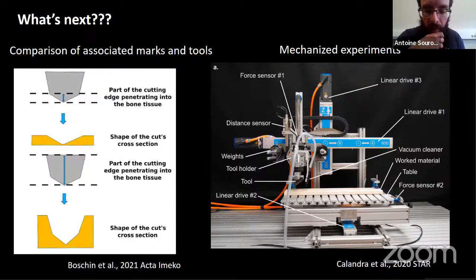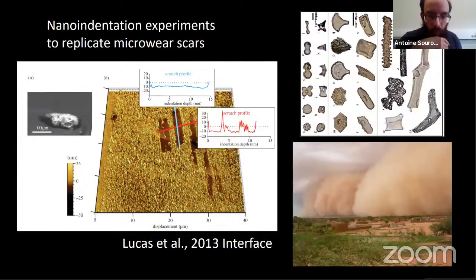I would like to use a very nice automated, mechanized setting to do some kind of more controlled experiments using very well-controlled stone tools and teeth. So this, for example, is one that was made by our colleague Yvan Calandra. And there is a really strong potential to compare this data, I think, at the end.